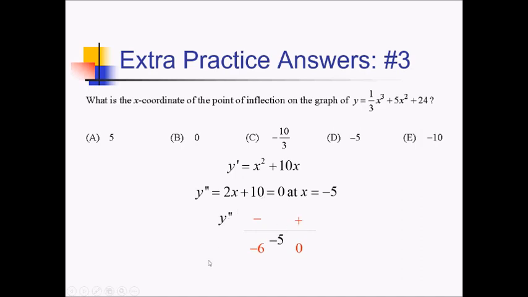Since y double prime changes sign at x equals negative 5, y has a point of inflection at x equals negative 5. So we can confidently pick choice D.